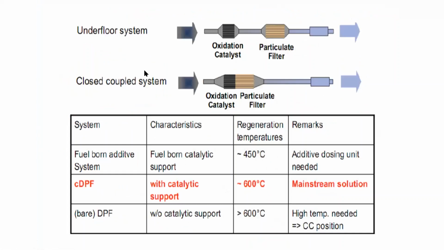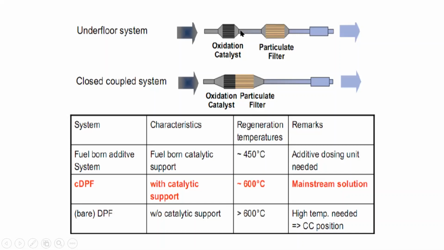Again, you have two types of system. One is the underfloor system, and one is the close coupled system. When you're going for the underfloor system, you have a gap between the oxidation catalyst and the particulate filter. Whereas in the close coupled system, the DOC and the DPF are coupled closely together, where you don't have the distance. In some cases one is preferable, and in some cases the other is preferable.